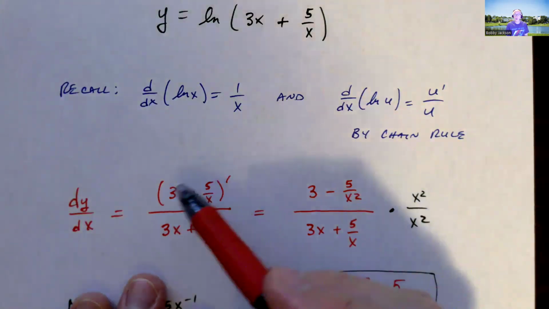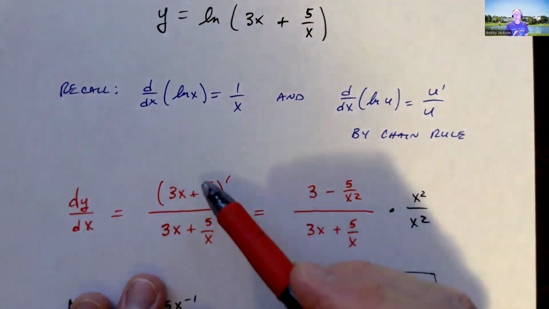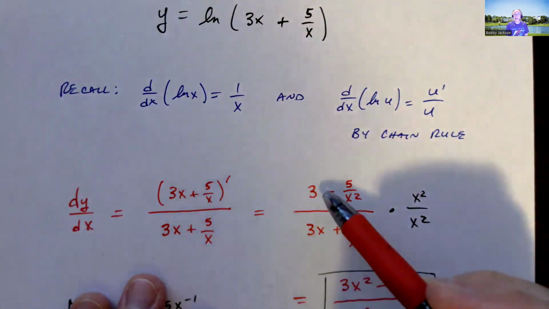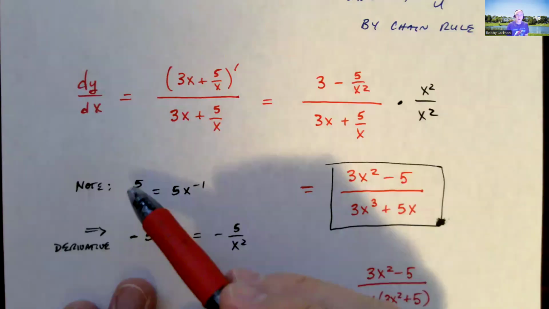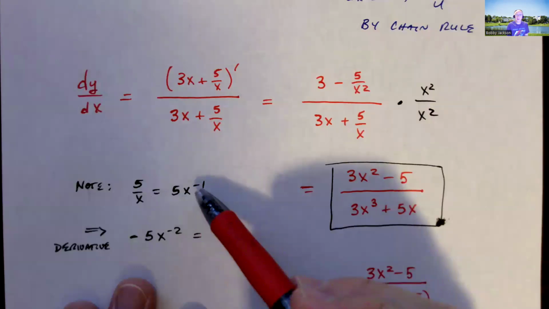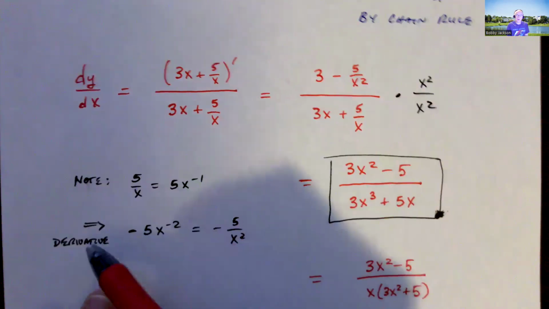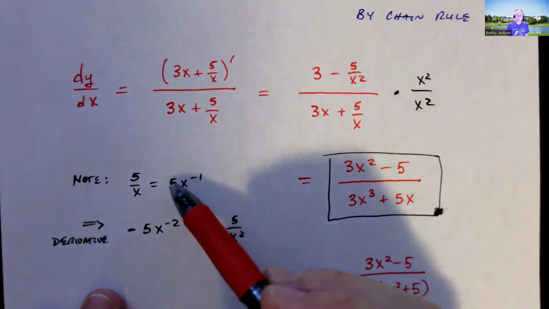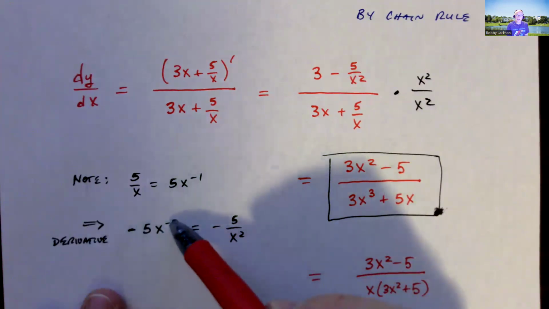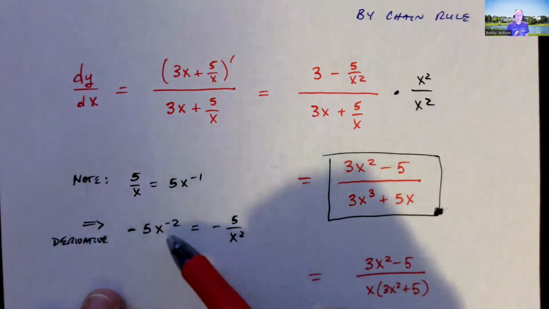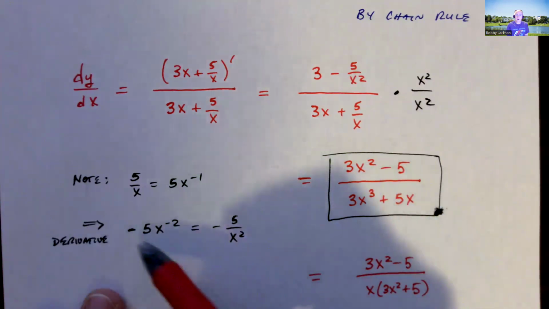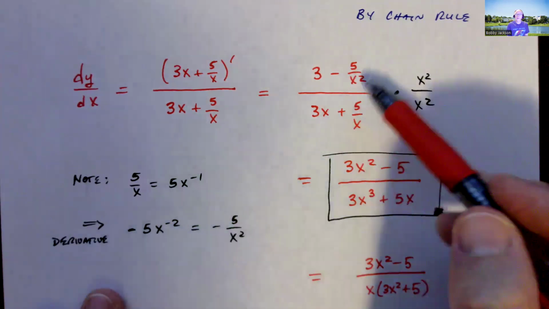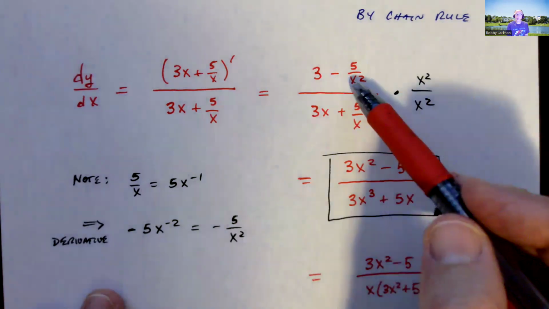Now, what is u prime here? Well, the derivative of 3x we know is 3, and the derivative of 5 over x is negative 5 over x squared. How did I get that? I hope you remember. 5 over x is the same as 5 times x to the negative 1 power. So the derivative by the power rule, bring the negative 1 down. I get negative 5x. Subtract 1 from negative 1 gives me negative 2. And x to the negative 2 is 1 over x squared. So I get negative 5 over x squared.